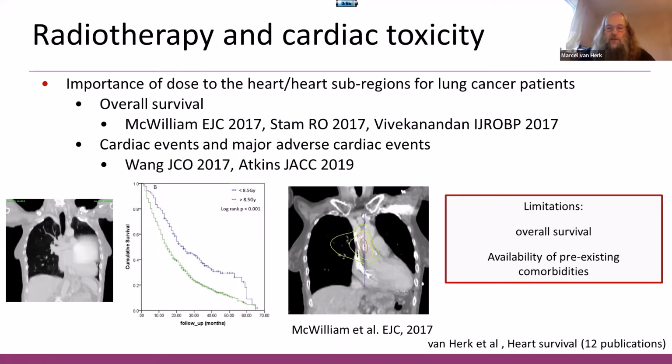And we have now about 12 publications validating this in different cohorts and looking at different methodologies to describe this effect. And it comes back in pretty much all our publications.